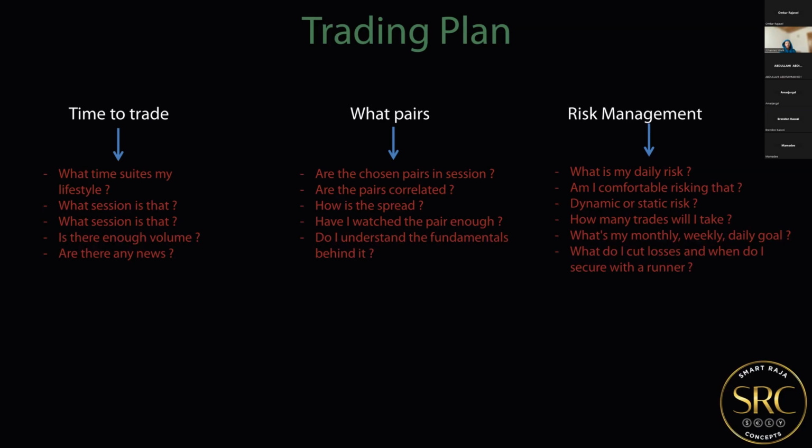What's my monthly, weekly goal? What do I cut losses eventually? So one big question that we get is, what should be my monthly and weekly goal? In the beginning, I wouldn't have any goal on having a monthly or weekly goal. I wouldn't have any of that, because once you have a goal that you're like, okay, my monthly goal is this, then you're forced to reach that goal, right? And you don't want to be forced to reach that goal.